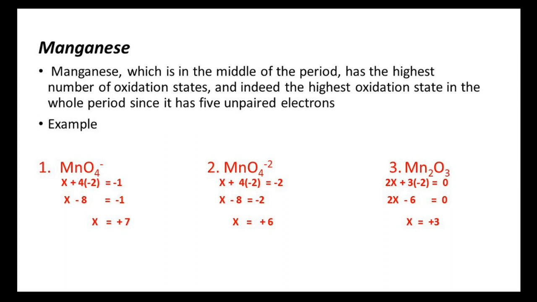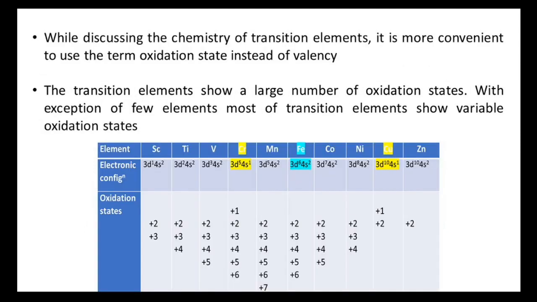Same thing for MnO4 2 minus, the oxidation number becomes +6, and in case of MnO4 3 minus, the oxidation number is +3. From scandium to manganese, I explained about the oxidation number. Now from Fe to zinc, when you see the oxidation number of iron, it is +6, so the oxidation number decreases. Why is there a decrease? The oxidation number of manganese is +7, but in case of iron it is +6.